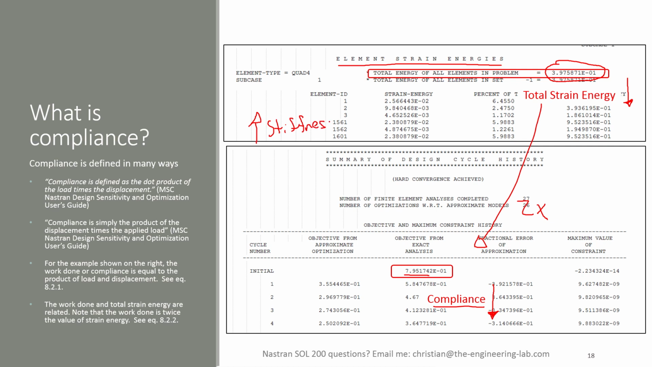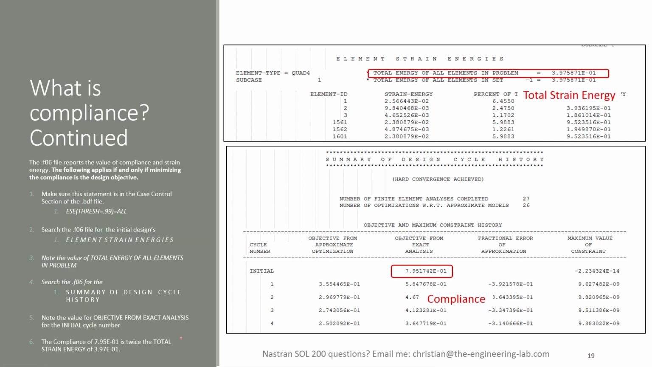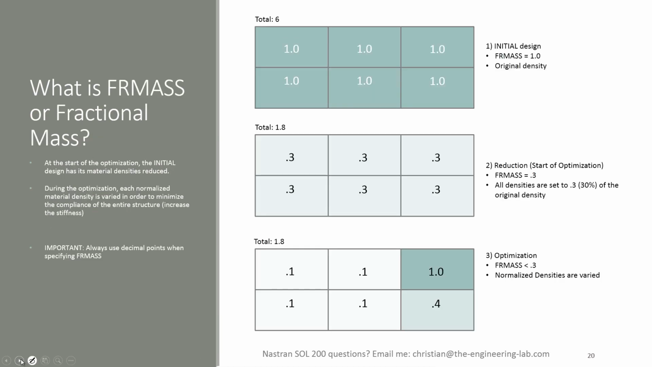And just in case anyone's wondering why I'm writing as if I was 5 years old, I'm using a mouse. Now, here on the left, I just have some other comments. Feel free to pause the video and read over those comments if you're interested. It's just a repetition of what I just said and some sources if you want to read up on this more. On this slide, I just have some instructions on how to output this information in the F06 file. What is fractional mass?